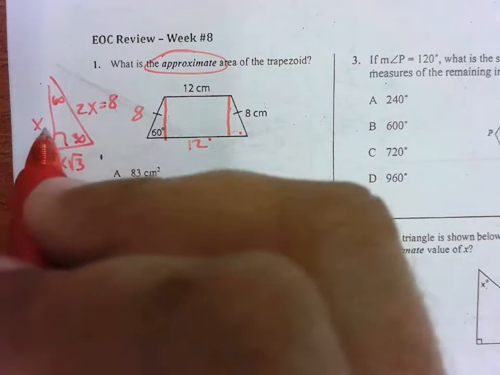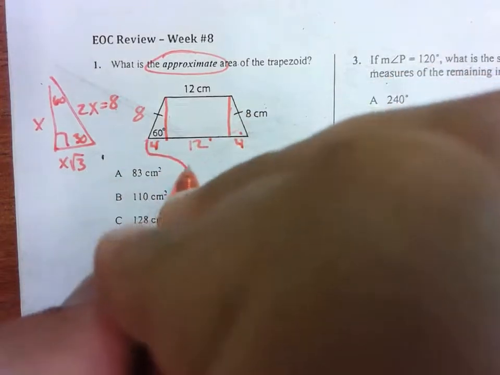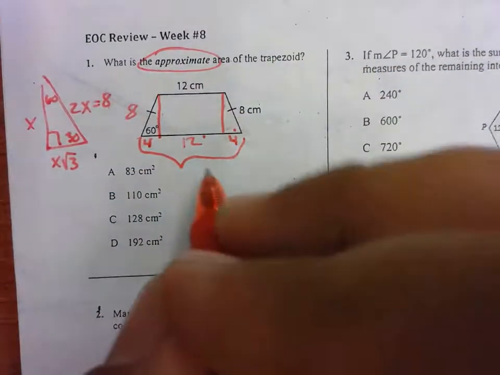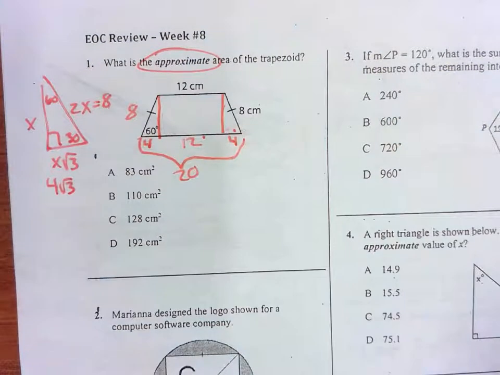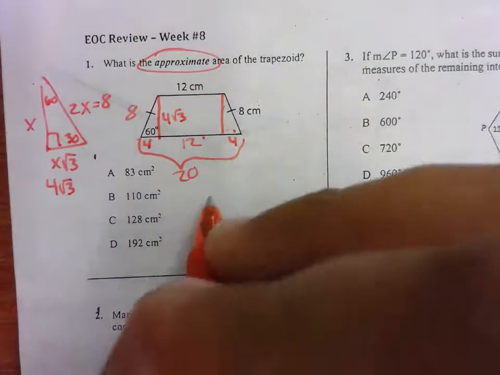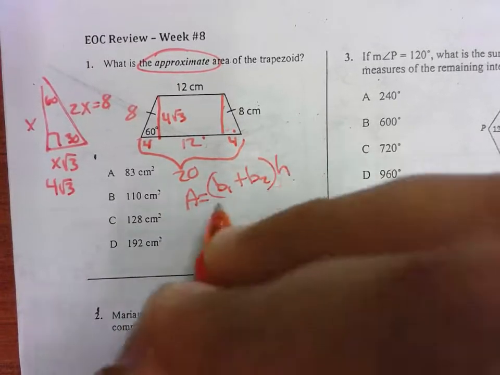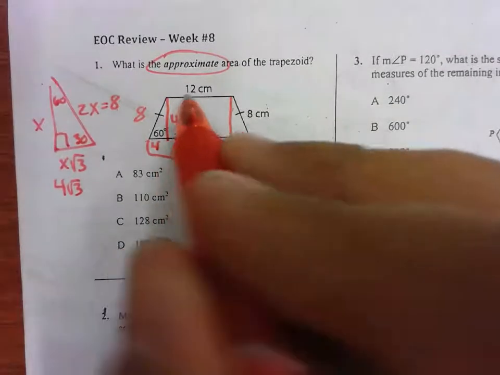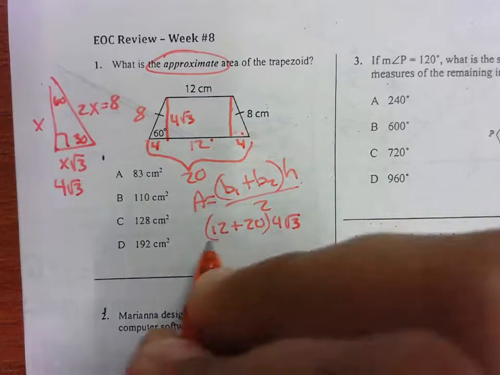So if my hypotenuse was 8, what is my x? 4. So across from the 30 is 4. That means this piece is 4. So is that one. So now I know the entire base, which is 12 plus 8, or 20. I have to find the perpendicular height, which is going to be 4 root 3. The height is 4 root 3. So the area of a trapezoid is base 1 plus base 2 times your height divided by 2. Base 1 is 12. Base 2 is 20. Your height is 4 root 3 divided by 2.